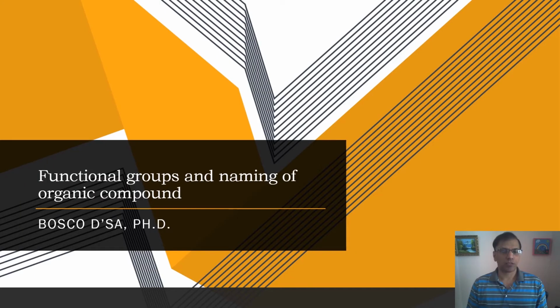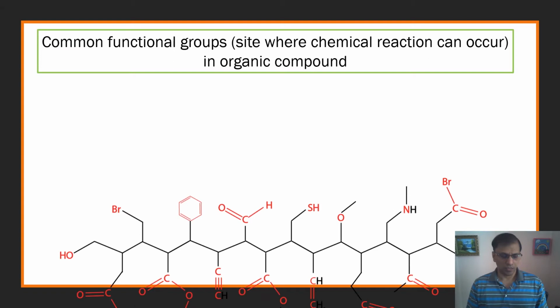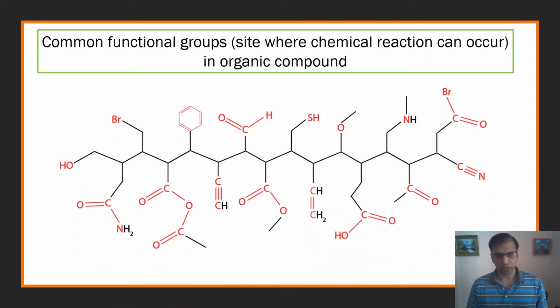Today I'll talk about functional groups and naming of organic compounds. Functional groups are the sites where a chemical reaction may occur in an organic compound. So it's important to know the different types of functional groups that are present in an organic molecule. So let's look at some of the functional groups.